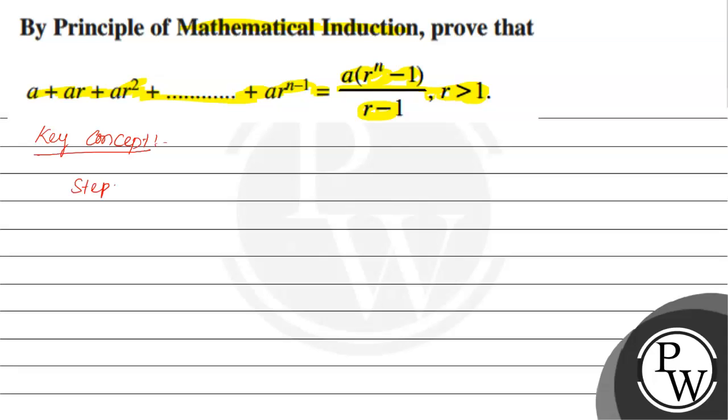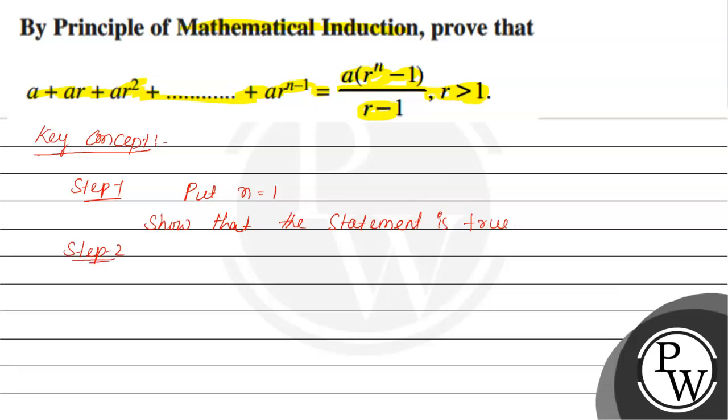For step 1, we have to put n equals 1, then show that the statement is true. Okay, so let us solve for step 2.